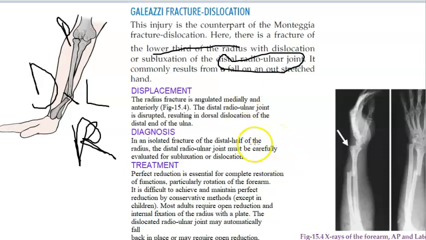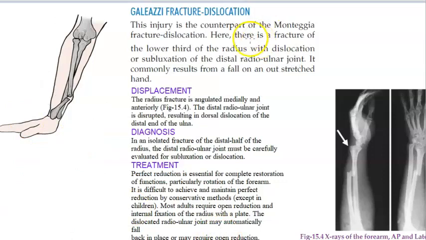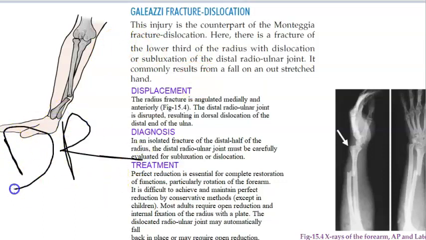Okay. So this is the counterpart of the Monteggia fracture, which is, what is Monteggia fracture then? Monteggia is actually where the ulna is broken. Okay, so here actually the radius is broken, and remember, the distal part of the radius is affected. Okay, so near the thumb you hit, near the thumb you hit on your radius and say Galeazzi.